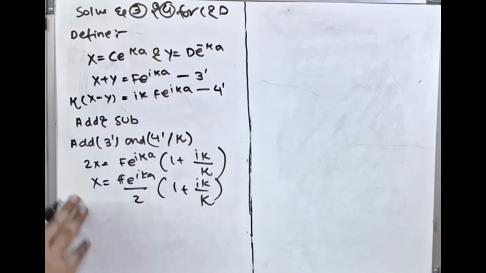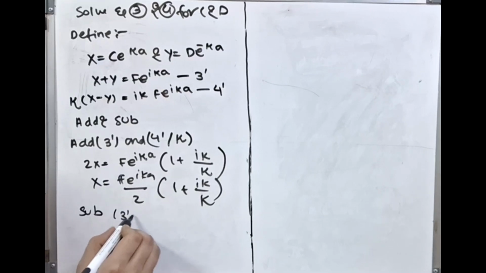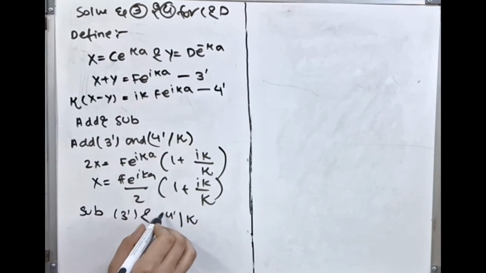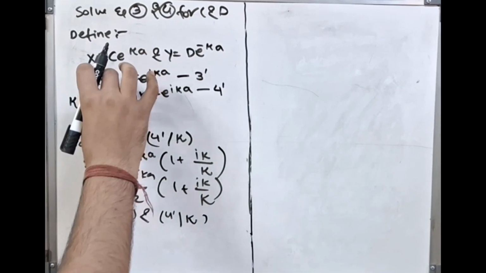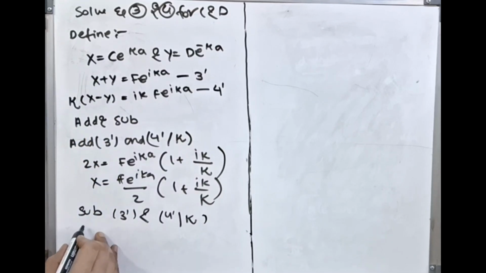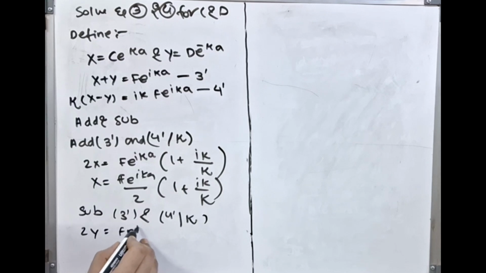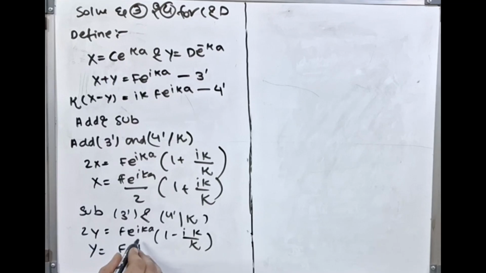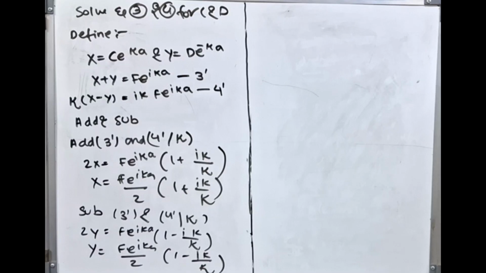And now once addition is done, we are going to move to the subtraction part, which is subtraction of 3 dash and 4 dash again, but divided by kappa. So if we subtract this, then of course we are going to get y values in this one. So our y value is 2y is equal to f e raised to i k a (1 minus i k by kappa), and again we are going to just put 2 on the other side, so y is equal to f e raised to i k a by 2 (1 minus i k by kappa).